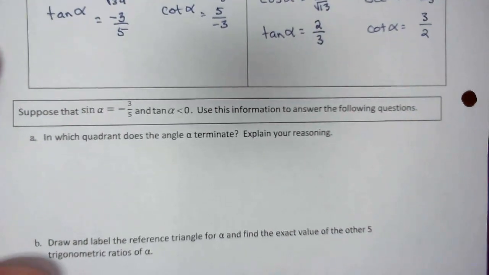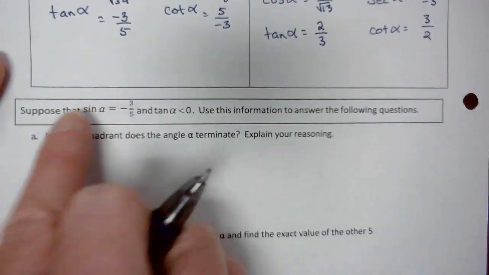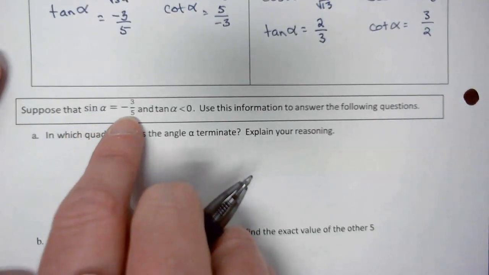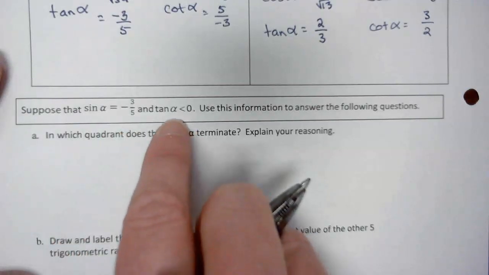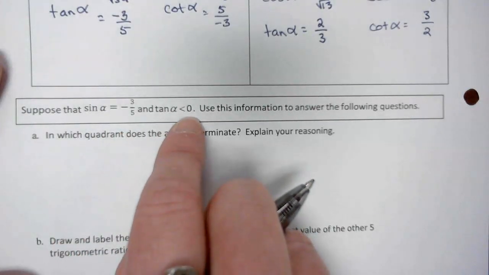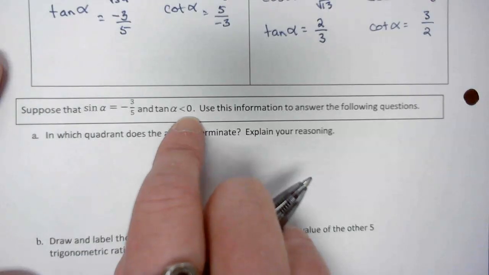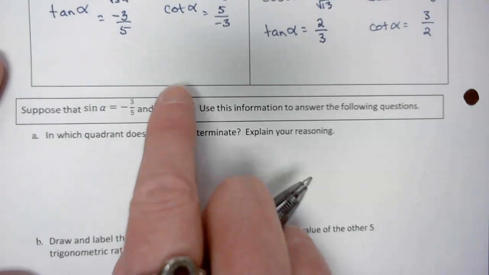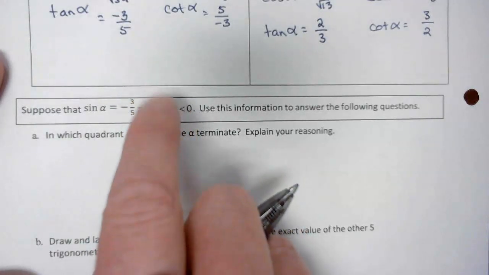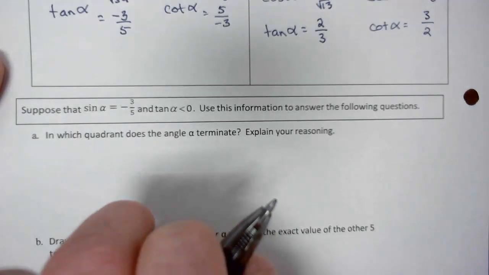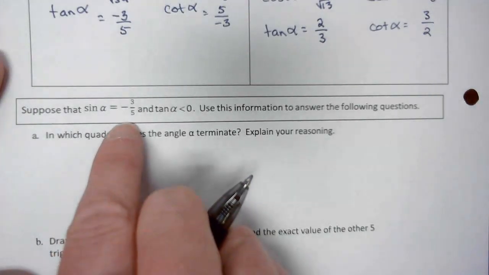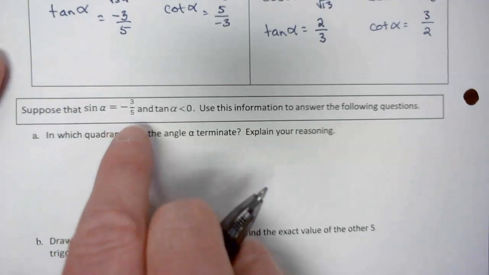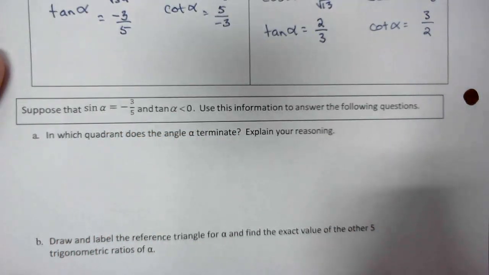Now let's do one with a little bit more information. It's giving me the value for sine, and that's negative, and tangent is negative. So if tangent is negative, that means they need to be opposite signs. So positive divided by negative or negative divided by positive. So sine goes with my y value. So the y value is negative, but cosine would have to be positive.